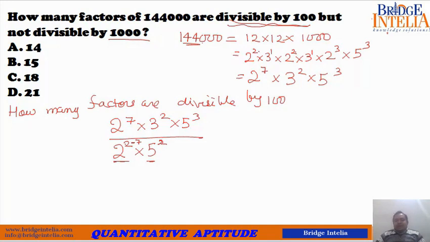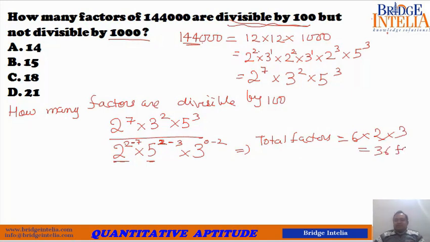Similarly, lower limit for 5 is also set. Lower limit is 2, upper limit is 3. Whereas no restrictions on power of 3. So total factors, 2 to 7, how many numbers? So 6 numbers. 6, 2 and 3, 2 possibilities. Here 3 possibilities. So 36 factors. 36 factors. Question is divisible by 100 but not divisible by 1000.